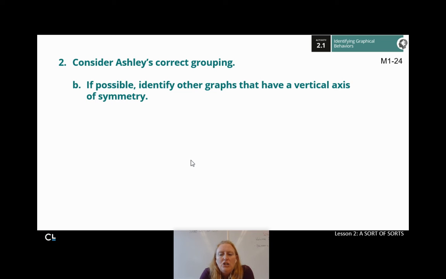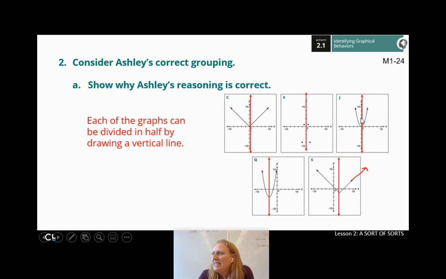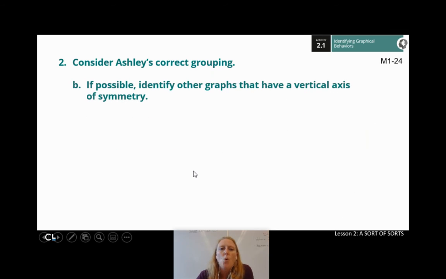You know, Ashley picked some that had a vertical axis of symmetry. We could draw a vertical line right down the middle to show the two sides mirrored each other. But there are more. Can you take a look through your stack of graphs? We already have C, E, J, Q, and S. You can set those aside. Can you look through your stack of graphs and identify other graphs that have a vertical axis of symmetry? Go ahead and hit pause to see if you can spot them. Just write the letter of the ones you find on your paper, and then go ahead and hit play to keep going.